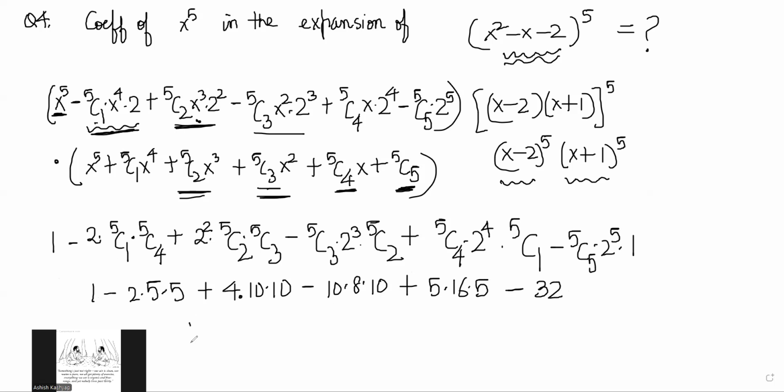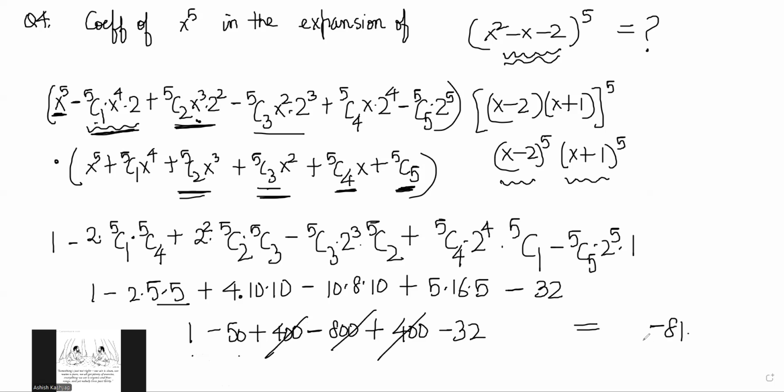So you are getting basically 1. This is 25 minus 50 plus 400 minus 800 plus 80 into 5, 400 minus 32, right? So this and this and this get cancelled and you have 1 minus 82. So this is minus 81. And that becomes our answer for this particular problem. Minus 81 becomes the coefficient of x power 5 in this expansion, right?